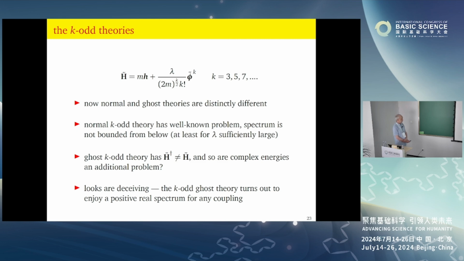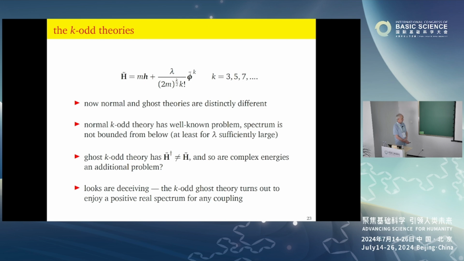In this case, the normal and the ghost theories are distinctly different. Now, if you look at the normal K-odd theory, for example, the cubic theory, that has a well-known problem. The spectrum is not bounded from below, at least for lambda sufficiently large. And now, if you look at the ghost theory, we finally have a theory where the Hamiltonian H-twiddle is not Hermitian. So in addition to this not-bounded-from-below problem, it would seem that we also have another problem with complex energy theory. But these looks are deceiving.